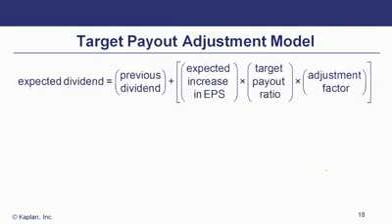Okay, we'll see the application using the formula. So here is the formula. Expected dividend is equal to the previous dividend plus some adjustment factor. Notice the target payout adjustment model grounds the existing dividend to some base level, and that is your previous dividend. This gives you the stability. Now you have that base, a strong base, and then you allow certain fluctuation.